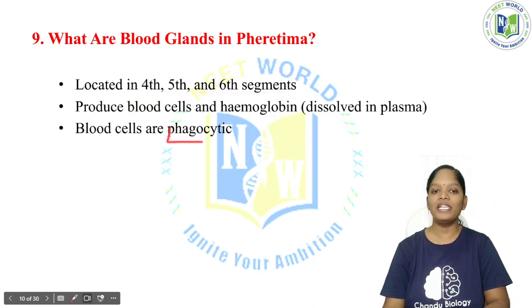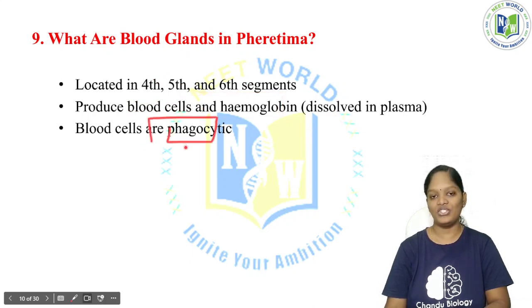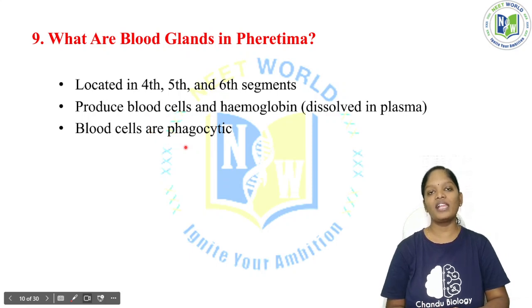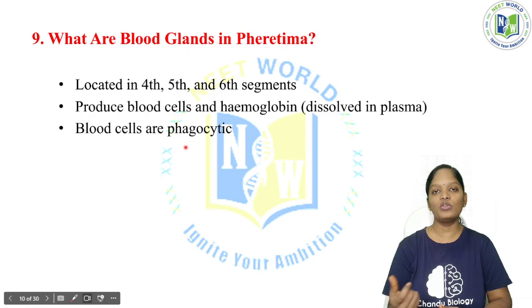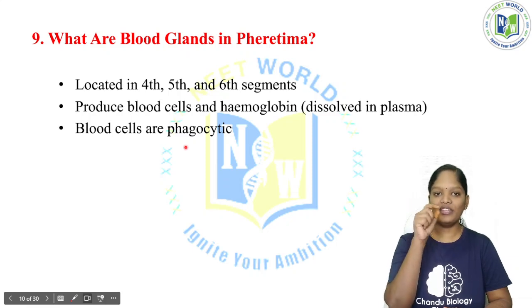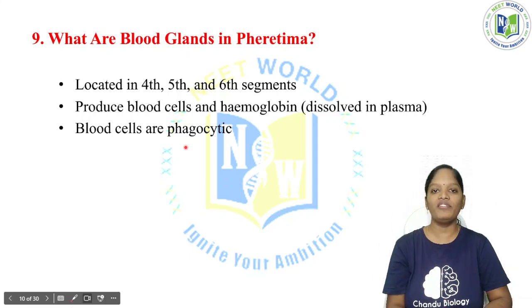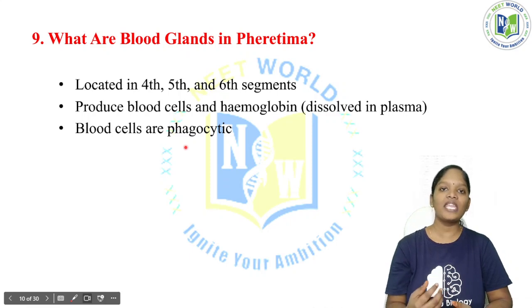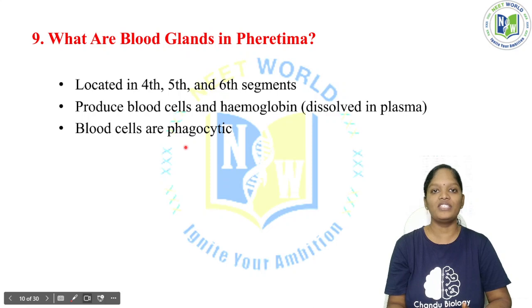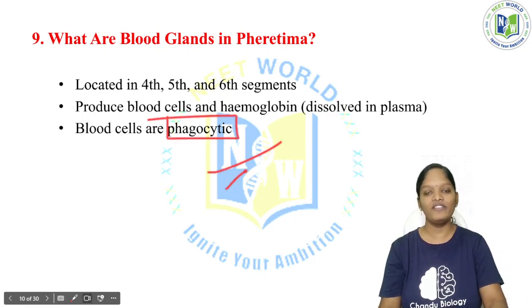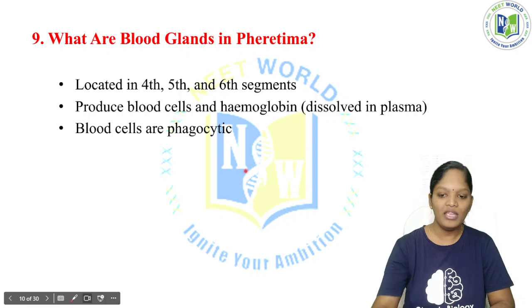And you should know blood cells are phagocytic in nature. Phagocytic means what? They are considered as attacking cells. So if any enemy, if any microorganism enters into the body of Pheretima, these blood cells have the capacity to engulf the microorganism and digest them. Okay, so that is what phagocytic in nature. So this is with respect to the blood glands in Pheretima.